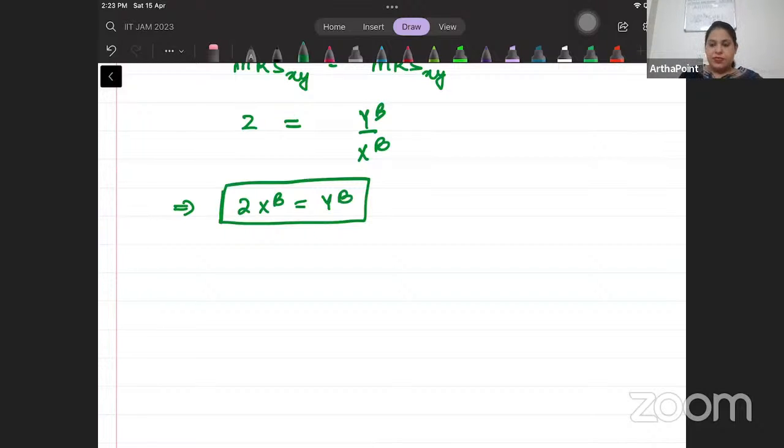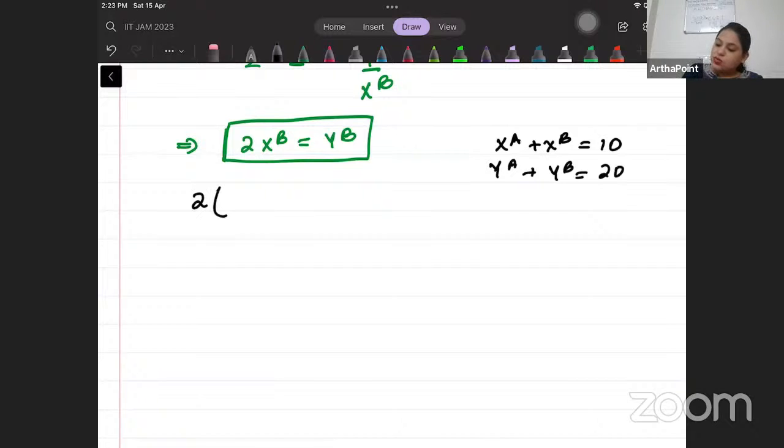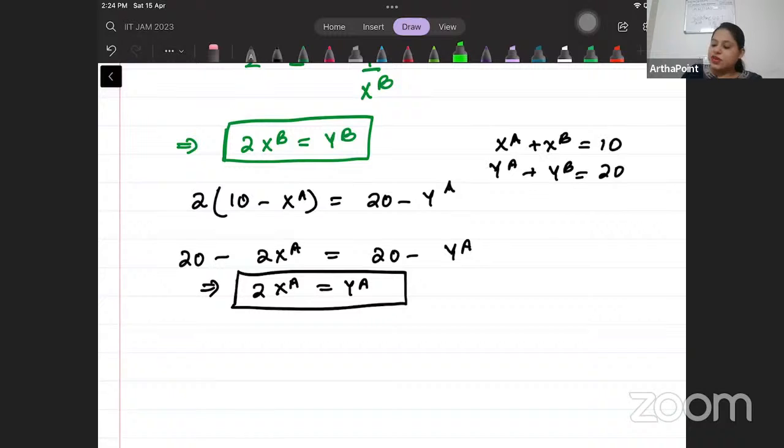At any point of time, if you require, you can also convert this in terms of individual A. How? I know that the total X that is available in the economy is 10. And the total Y that is available in the economy is 20. So I can say 10 minus XB is equal to 20 minus YA. So it will be 20 minus 2XA is equal to 20 minus YA. So this is going to be 2XA is equal to YA. So this is the contract curve in terms of individual A.